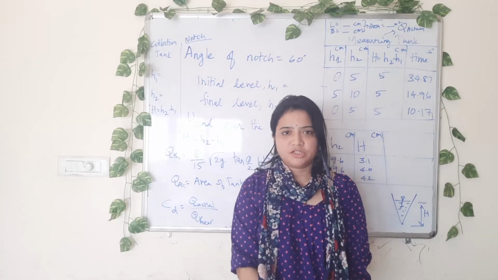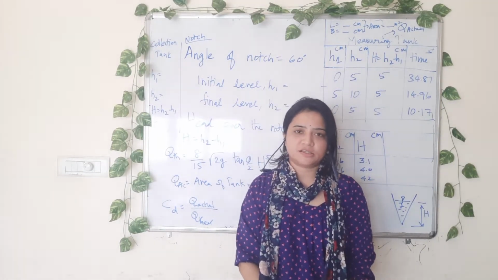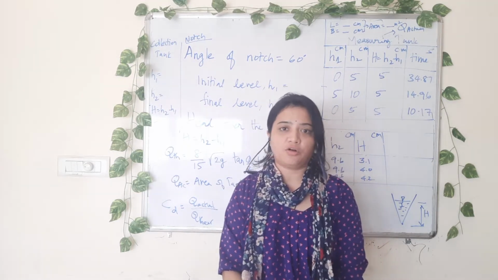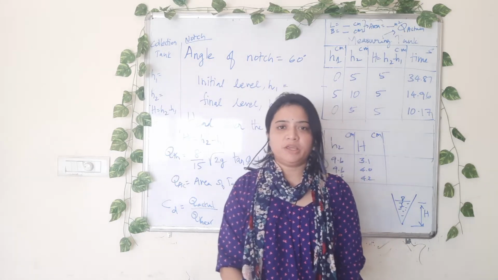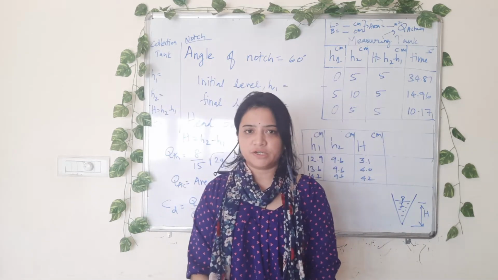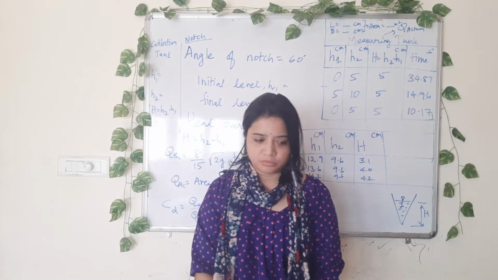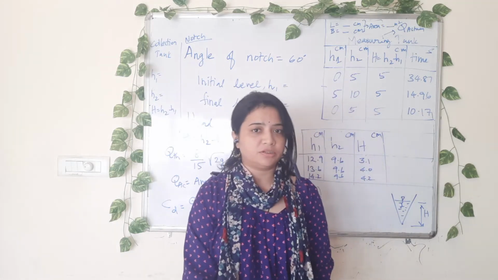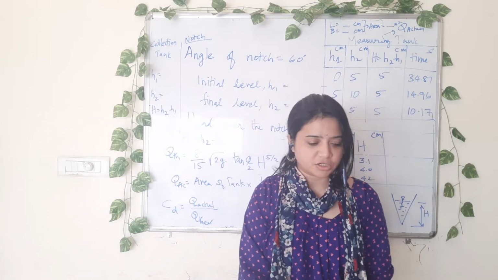Coming to the observation part, we know that the coefficient of discharge is the ratio between the actual and the theoretical discharge of water flowing through the tank. In this case, we will be using two tables. In the first table, we are going to find out the actual discharge, and in the second table, we are going to learn about the ways in which we can find out the theoretical discharge of water flowing.